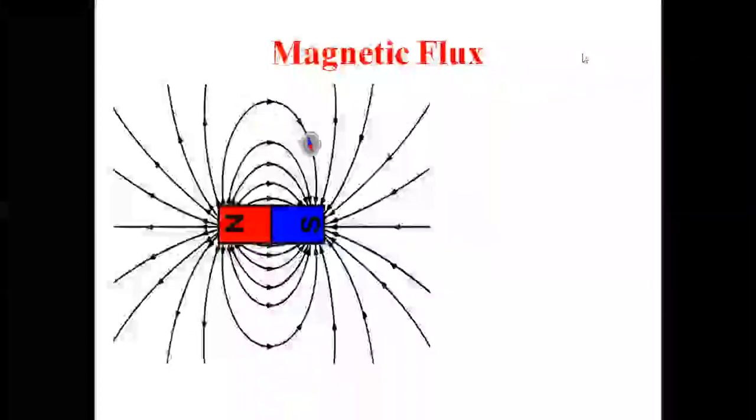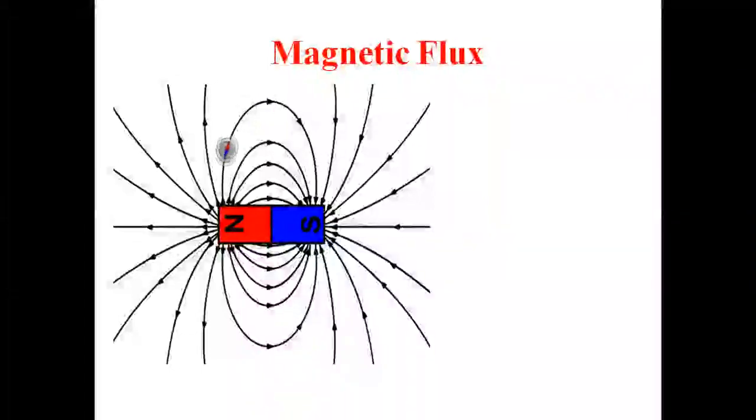Okay. The next is magnetic flux. Magnetic flux is defined as the number of magnetic field lines passing through a given closed surface, just like this.